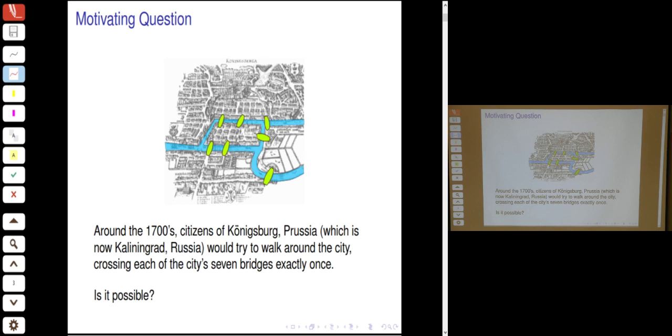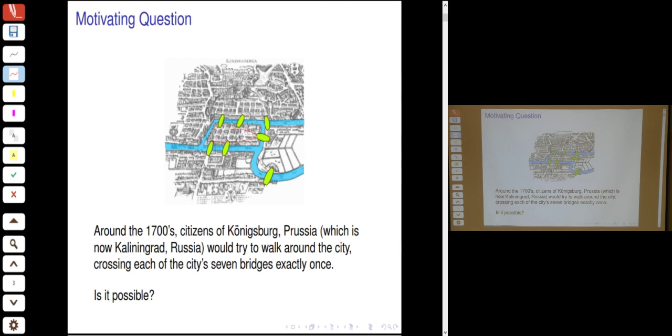And the citizens of Königsberg, which is a beautiful town actually, the city had a particular structure. There was a river traversing the city, and there were some islands and some bridges connecting the islands and the two banks of the river. An interesting question to some of the citizens of Königsberg was to walk around the city, crossing each of the city's 7 bridges exactly once.